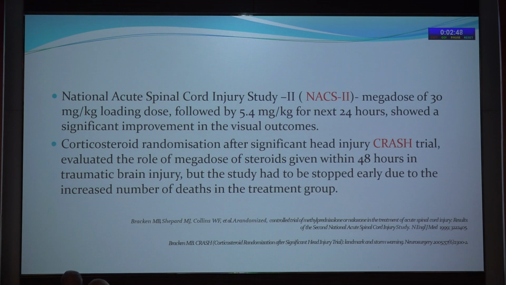So these are two studies which have shown the role of steroids. As I said, the National Acute Spinal Cord Injury Study has shown that steroids, if given in very high doses, as high as a mega dose of 30 milligram per kg as a loading dose, followed by around 6 milligram per kg for the next 24 hours, in a very early period, in a short window of say around 6 hours or so, may help in salvaging the vision, may help in salvaging the optic nerve.